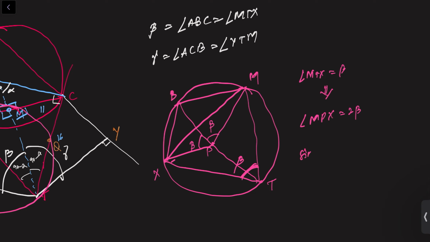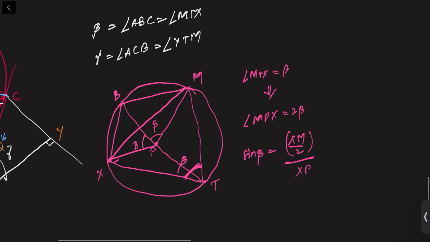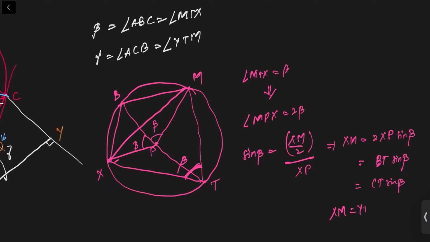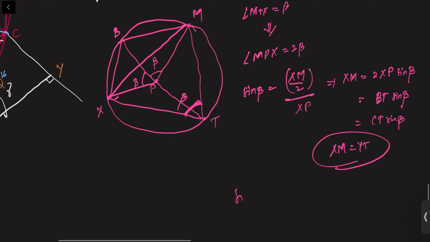So if I use sine beta in this particular triangle, it is opposite by hypotenuse. The opposite side is XM divided by 2, whole divided by XP. So XM is equal to 2 times XP sine beta, and 2 times XP is nothing but BT, so that is BT sine beta, and that is CT sine beta. So from this, we can say that XM is nothing but YT. Similarly, we can also say that YM is equal to XT.